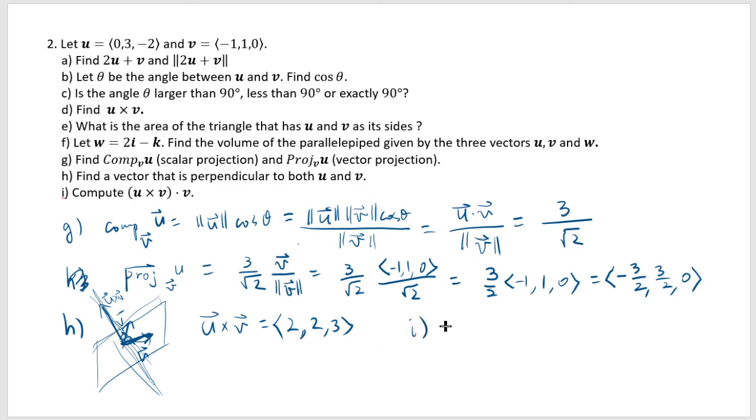Okay, I. Then what about U cross V dotted with V? Well, as we said, this is perpendicular to V. So these are perpendicular. And if you do the dot product between two perpendicular vectors, we know that it's going to be 0. So that's it.